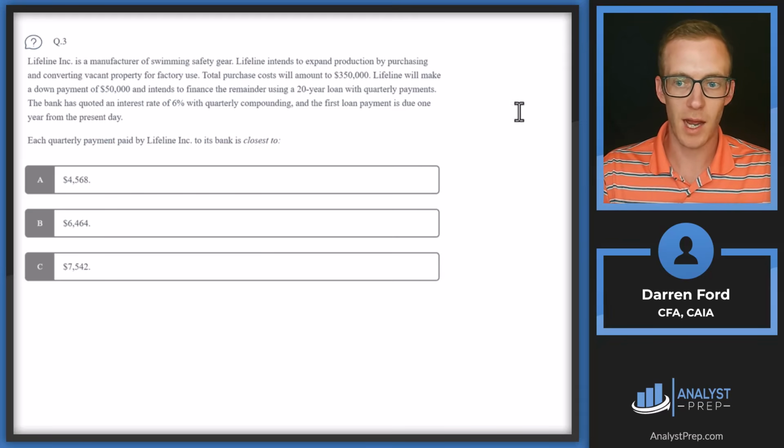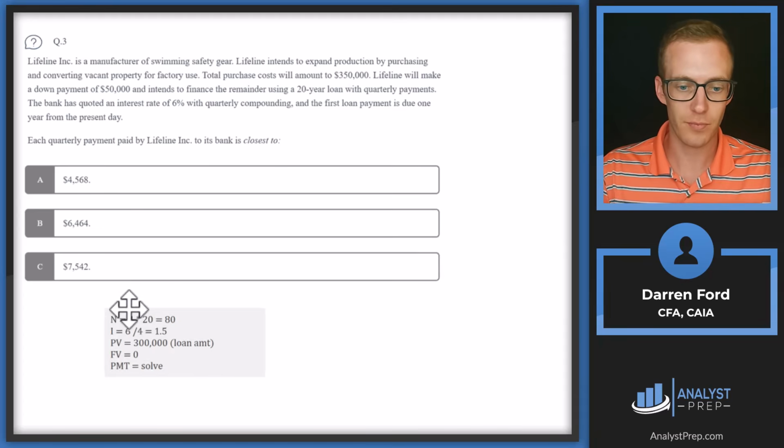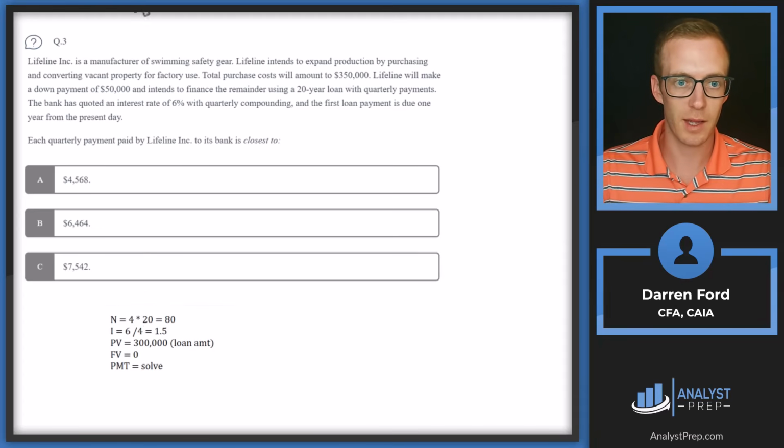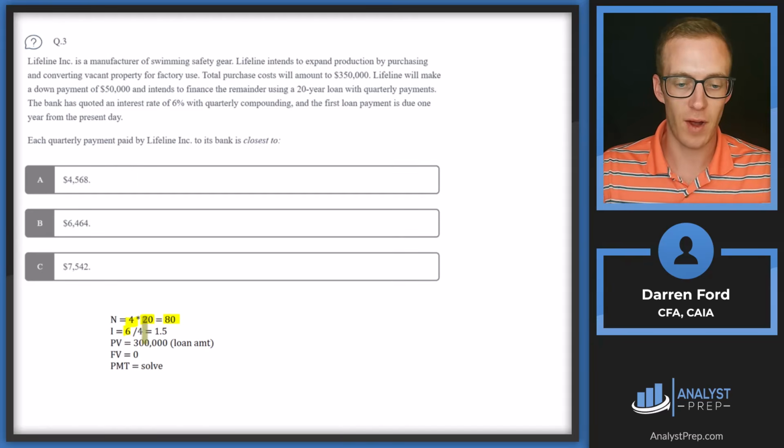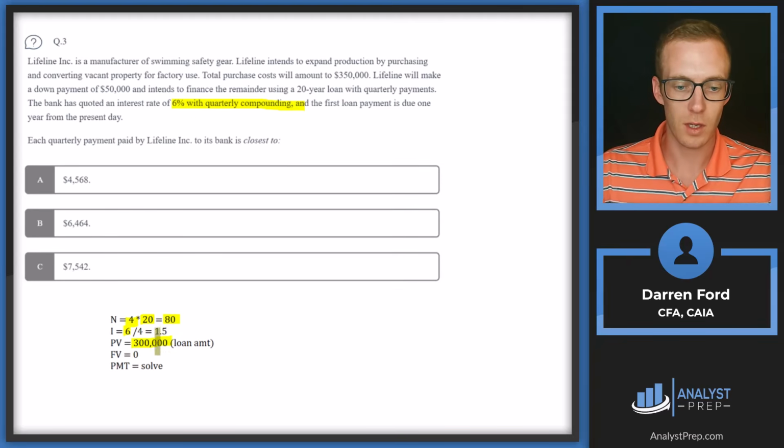So we're going to be using our time value of money calculator here. And here's what those inputs are going to look like. So our N is going to be that 20-year loan period multiplied by 4 for the quarterly payments. So we'll have 80 payments. Our interest rate is going to be that 6% divided by 4 since we're quarterly compounding. So that input will be 1.5%. Present value is going to be $300,000, that loan amount. And then our future value will be 0 since we're going to pay down the loan to 0. And then we're going to solve for the payment amount.